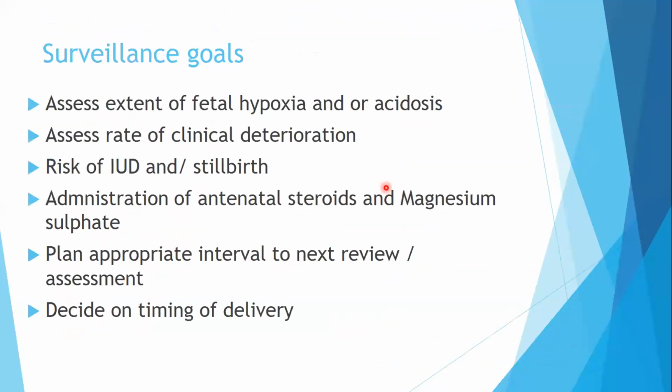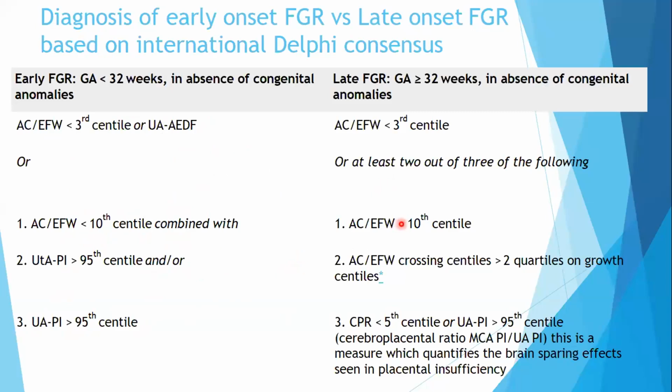Whereas for late fetal growth restriction, in this case, if the babies are small for gestational age, we'll need to follow up the growth trajectory. And if they cross their growth trajectory by more than 2 quartiles or by more than 50 percentiles, then in that case, we say these babies are growth restricted.